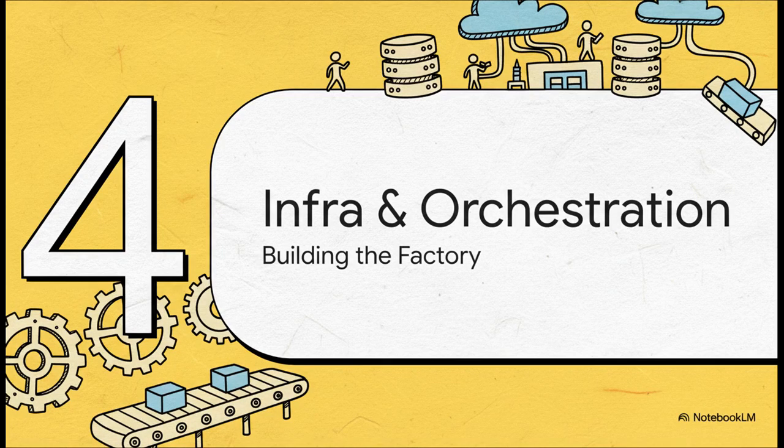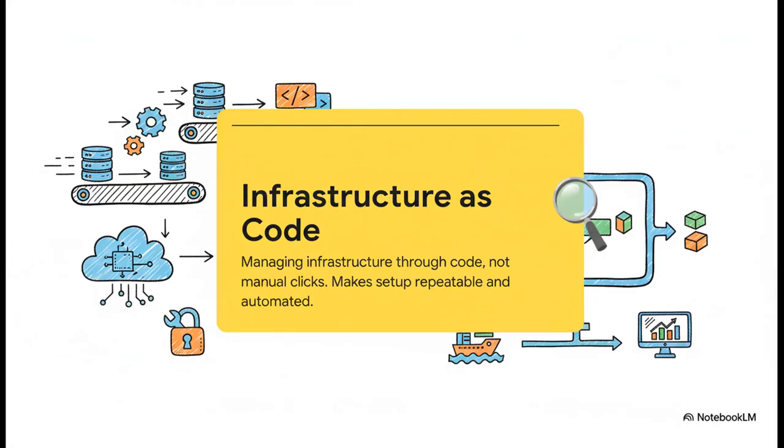Okay, our conveyor belt is running smoothly. We have an automated process to package our app. But where does this thing actually run? An assembly line needs a factory, right? And in the software world, our factory is made of servers, networks, and databases. You know, back in the day, building this factory meant someone had to manually click through a bunch of web pages or log in to servers one by one. It was slow and prone to error.